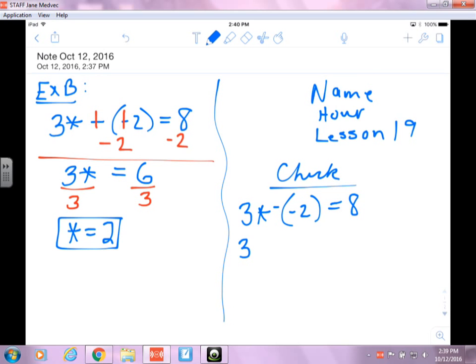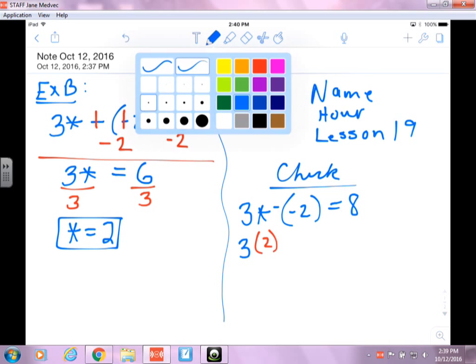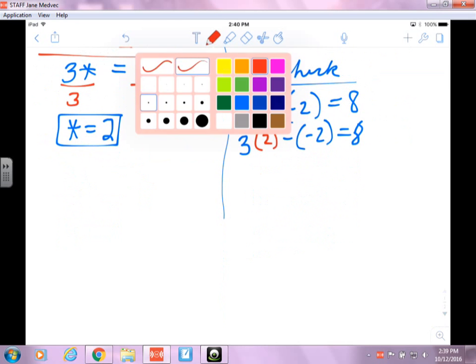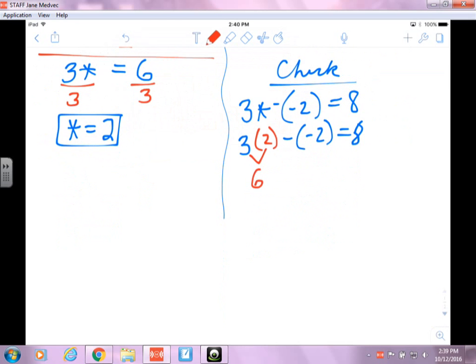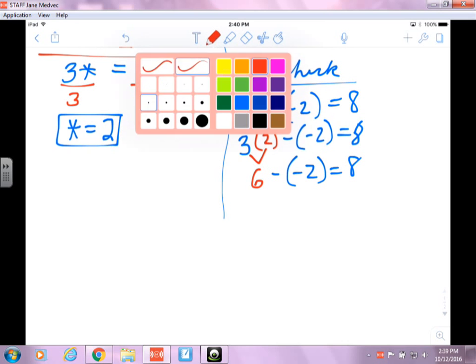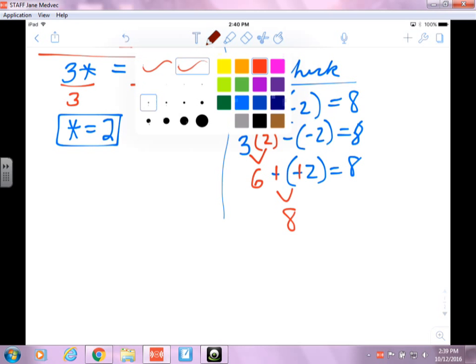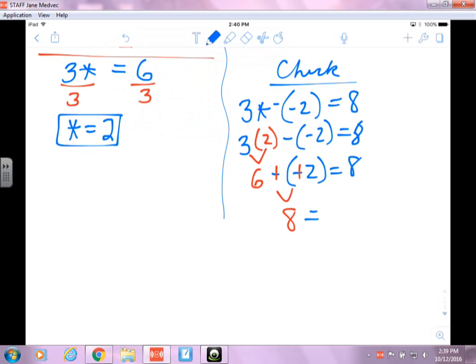So I'm going to go 3, put in 2, minus a negative 2 equals 8. Okay. Order of operations tells me I'm going to multiply this first. I'm not going to do the chop yet. Okay, now before I add it together, this is where I do my chop. And I end up with 8 equals 8. So the chop comes into play when I'm adding those two together, so that's when I do my chop.